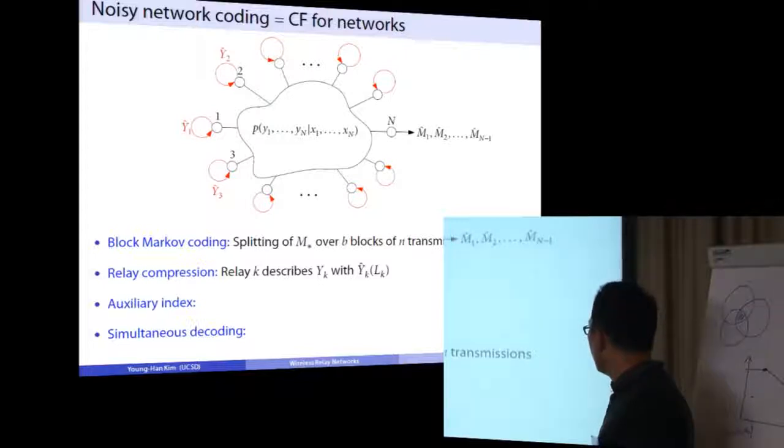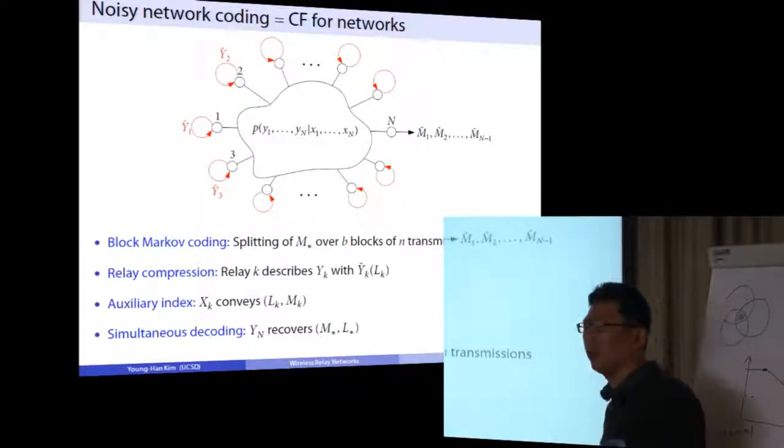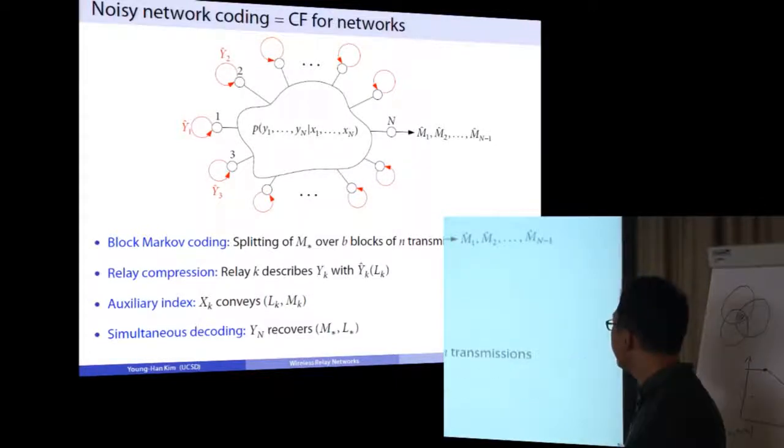And relay is doing compress and forward. Okay, so relay K observes Y_K, and we want to find a good quantized codeword for the received signal, and we want to transmit it. In the next block, the relay transmits its own message along with the quantization index, right? And the final destination recovers all the messages and all the quantization indices.